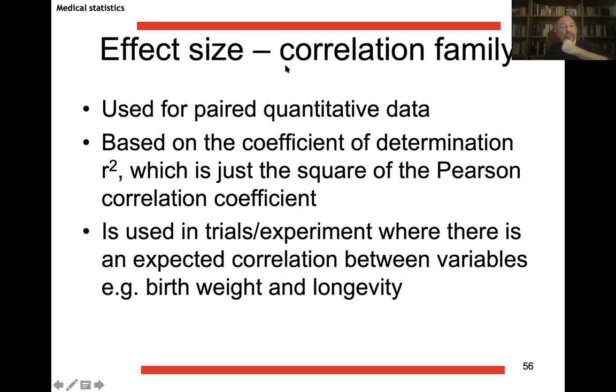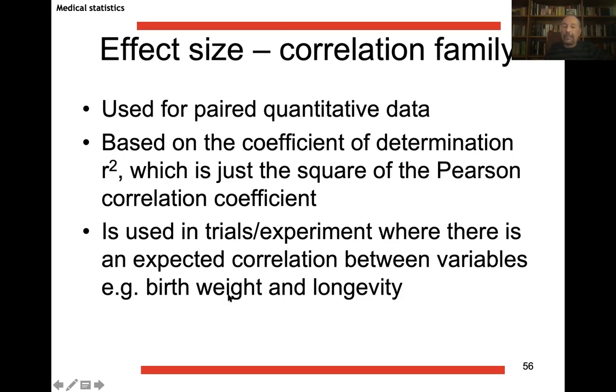Now, the correlation family is used for paired quantitative data. It is based on the coefficient of determination R squared, which is just the square of the Pearson correlation coefficient, and is used in trials and experiments where there is an expected correlation between variables. For example, birth weight and longevity.